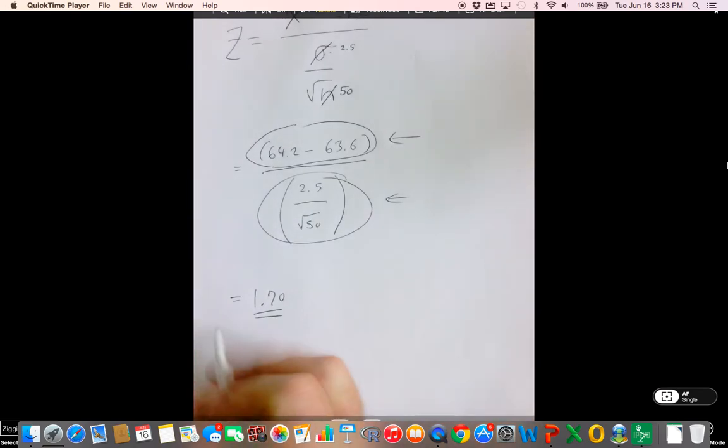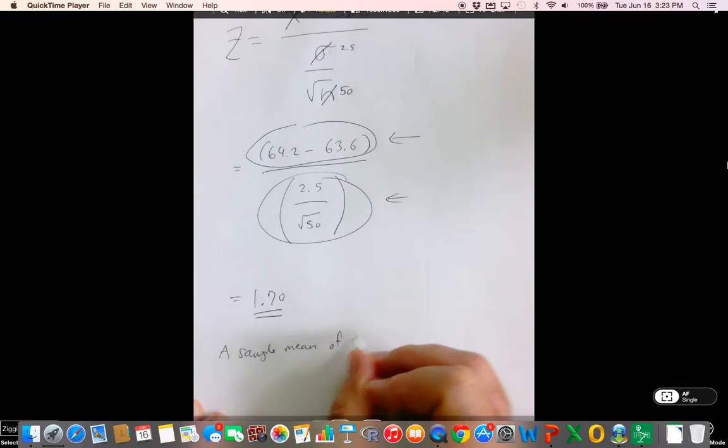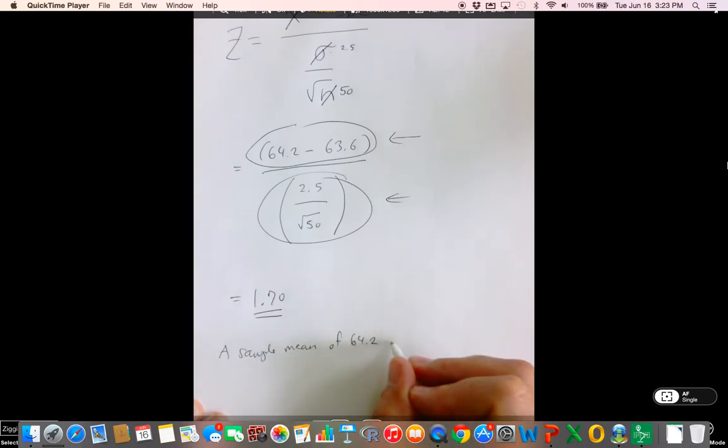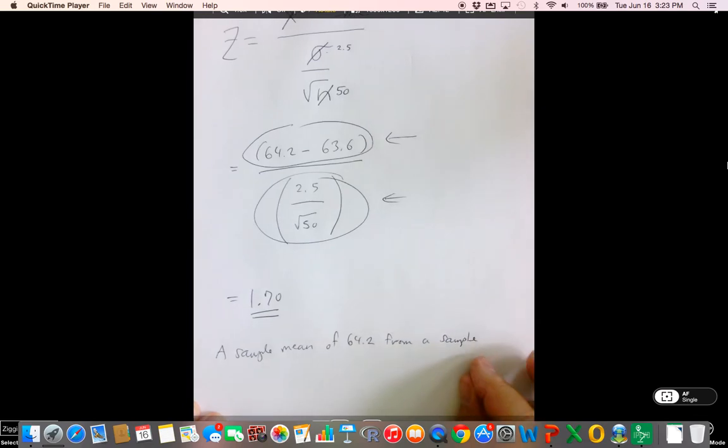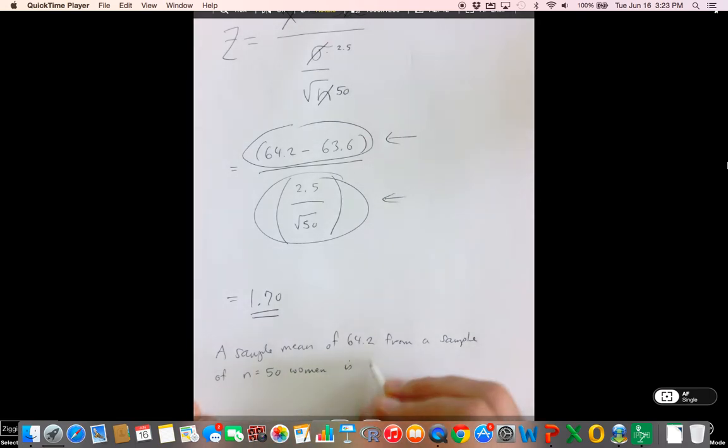So guys, what we would say here is we would say a sample mean of 64.2 from a sample of n equal 50 women is 1.70. Now guys, typically for z-scores it would be standard deviations. But guys, remember, we give this a fancy name here called standard errors.